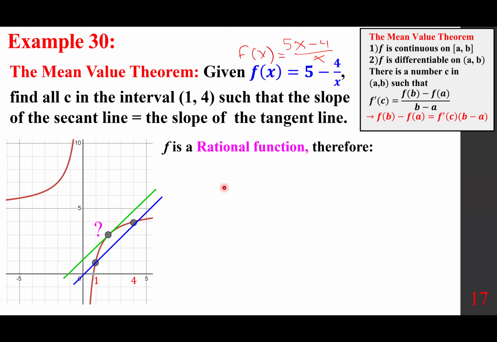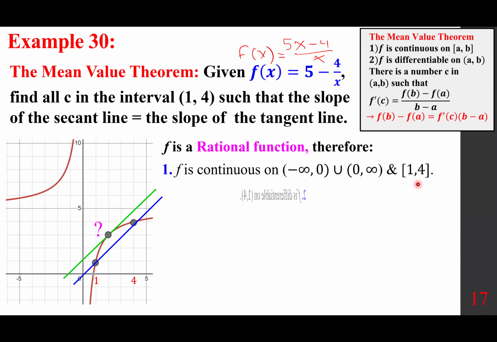And so f is a rational function. Therefore, f is continuous from -infinity to 0, union 0 to infinity. Now, since we wanted from 1 to 4, and 1 to 4 is in this interval, therefore it is continuous in the closed interval of 1 to 4 and differentiable in the open interval of 1 to 4. The reason it's differentiable is it's a nice and smooth curve. It's differentiable everywhere in its entire domain. Okay.